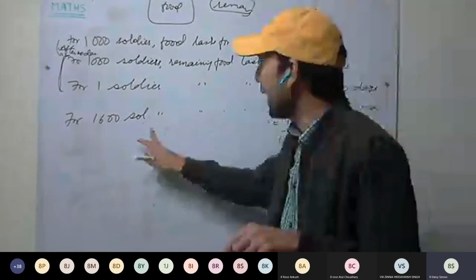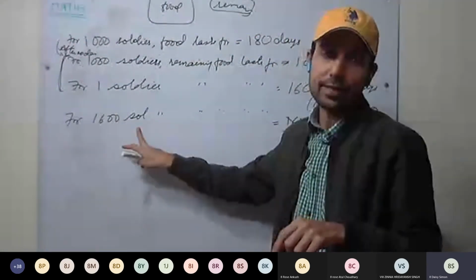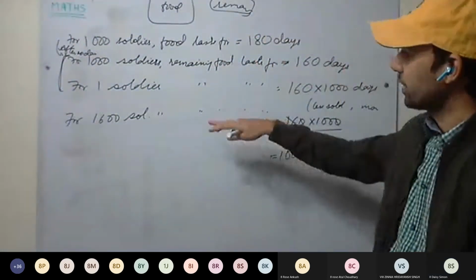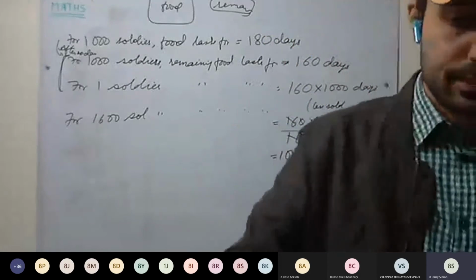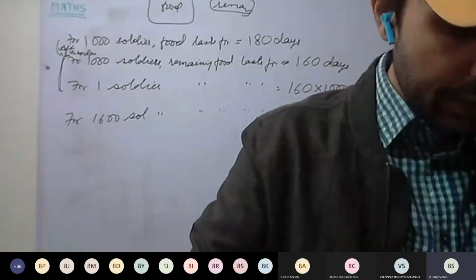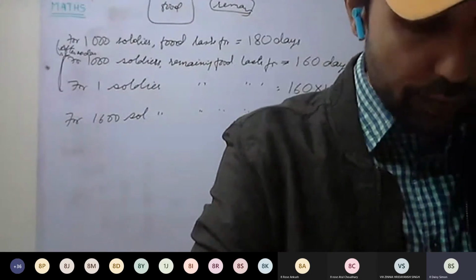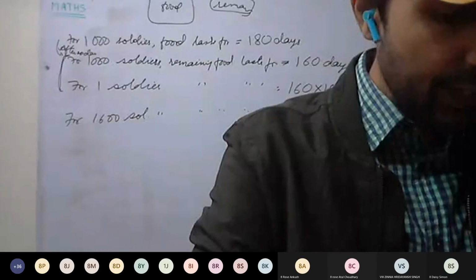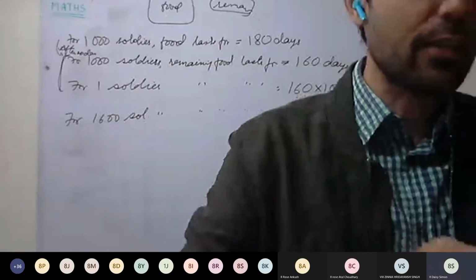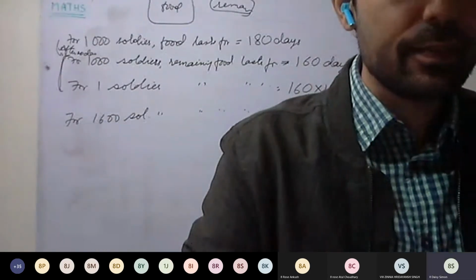So you can take 2,200 plus X, where X soldiers have joined, and then you can calculate the days. Then try to do this one as well. 7th, 8th, and 9th, try to do as homework.